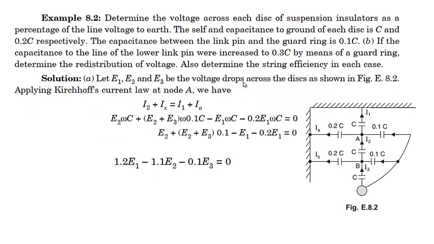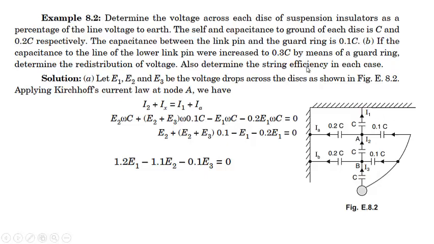Now, one more numerical. This is very important because it is related to the practical way of using the guard ring. Determine the voltage across each disc of a suspension insulator as a percentage of the line voltage to earth. The self capacitance and the capacitance to ground of each disc is C and 0.2C respectively. That means this is C and this is 0.2C. The capacitance between the link pin and the guard ring is 0.1C. That is given as 0.1C.